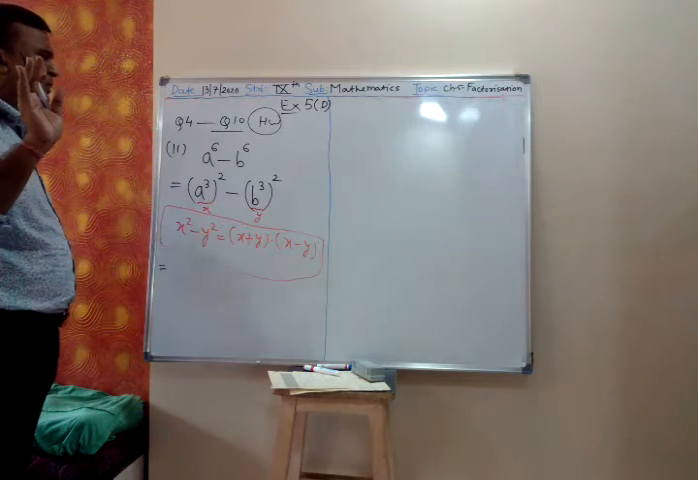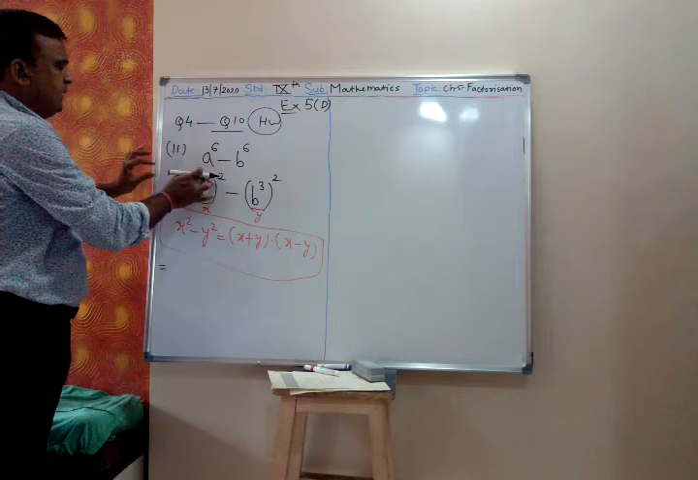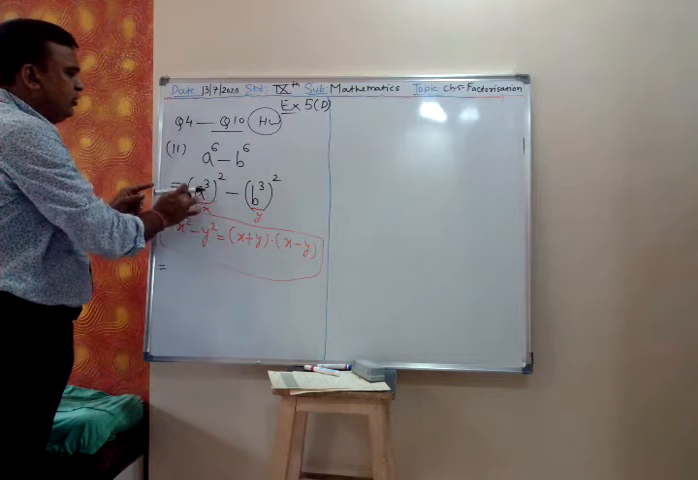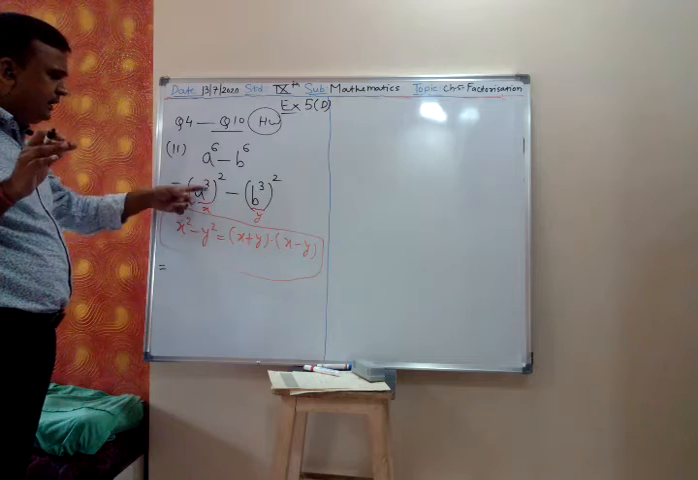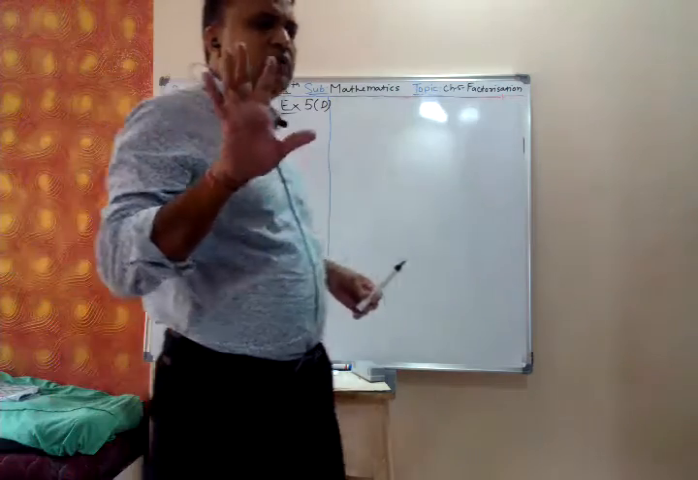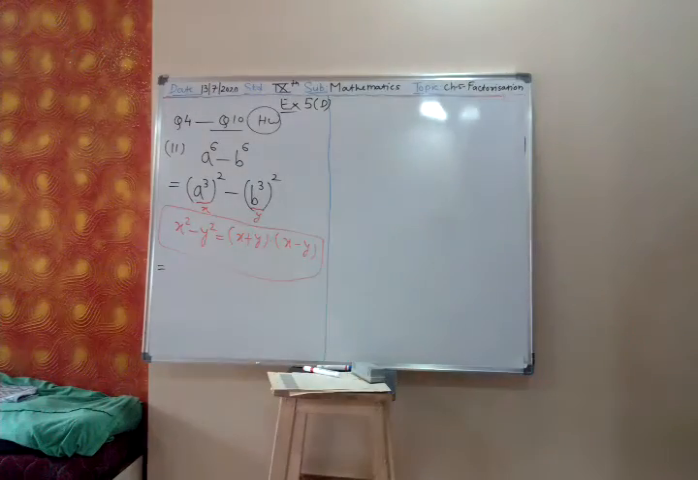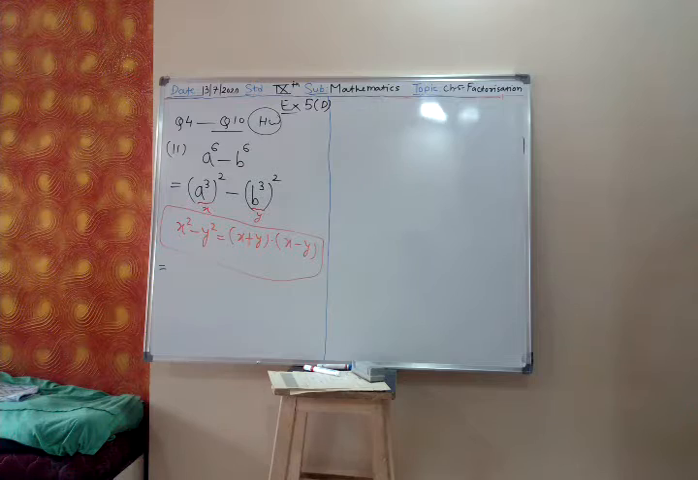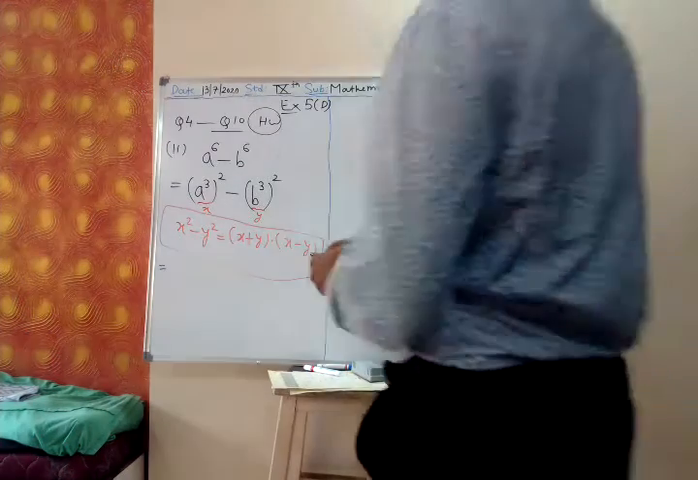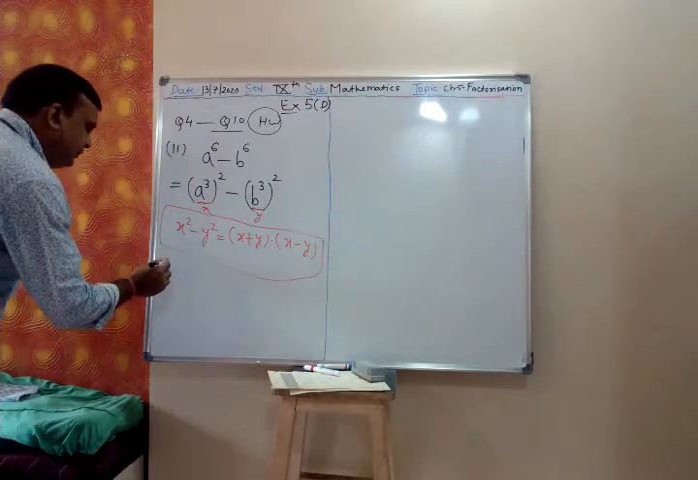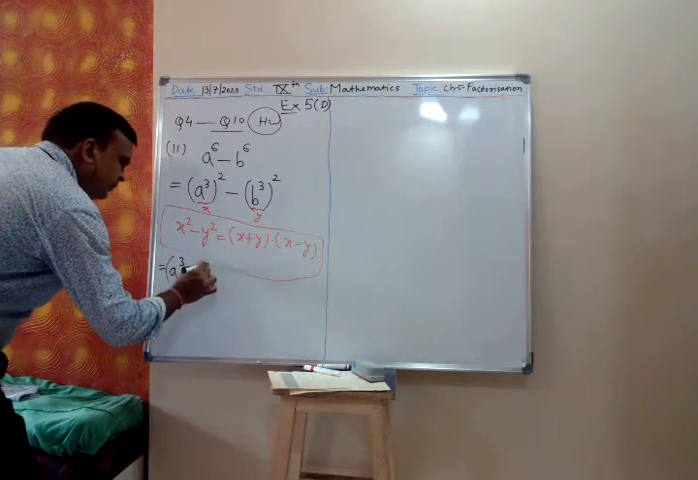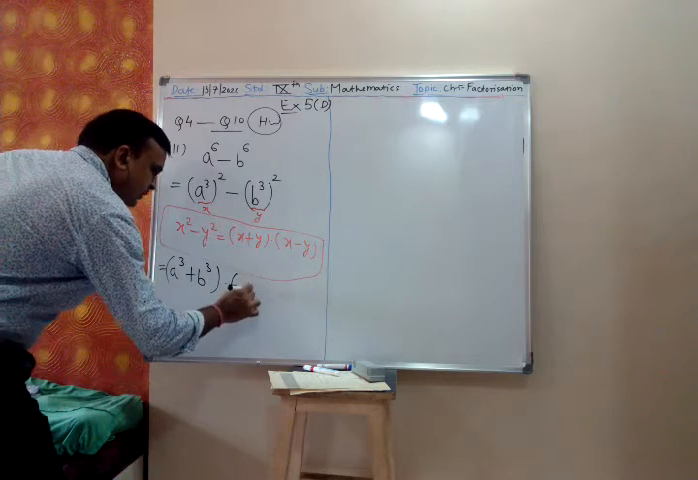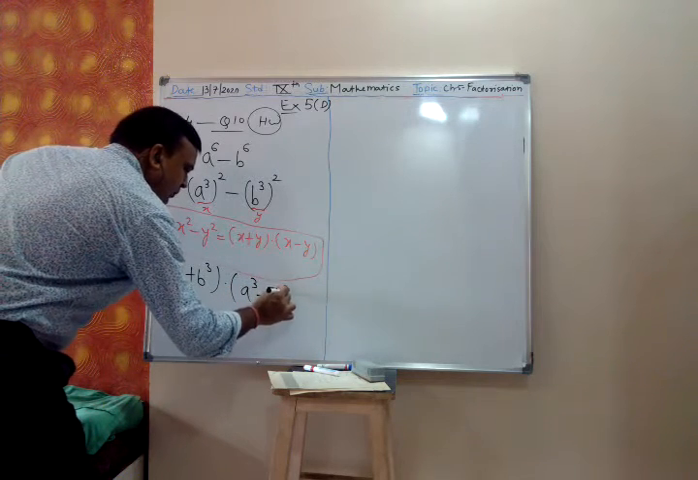Now not A cube minus B cube. How A cube minus B cube? My bracket term is x. See, my A cube is x. So if A cube is x, that becomes x square minus y square. So that will be A cube plus B cube into A cube minus B cube.